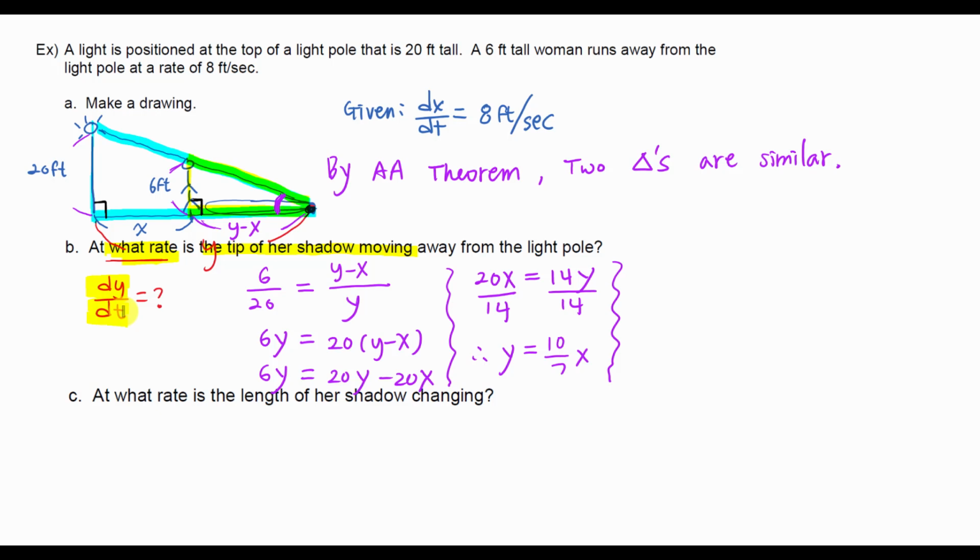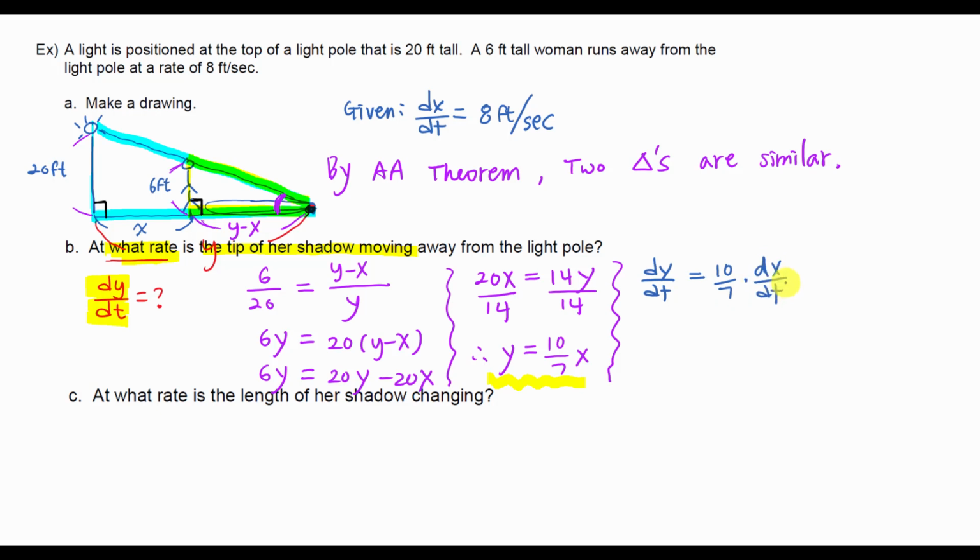To find dy/dt, I need to take the derivative of both sides with respect to t of this y equals 10 over 7 x. So let's take the derivative of both sides now. Then dy/dt, because the derivative of y is 1 times dy/dt, is dy/dt, equal to the derivative of 10 over 7 x, which is 10 over 7 dx/dt.